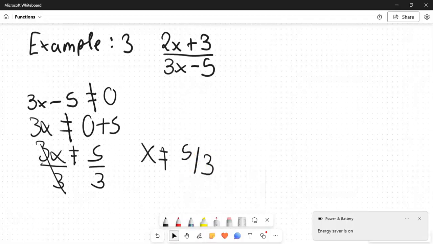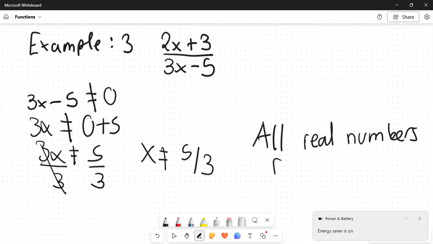Which means our domain right here is all real numbers except 5 over 3. 5 over 3 cannot be included as the domain.